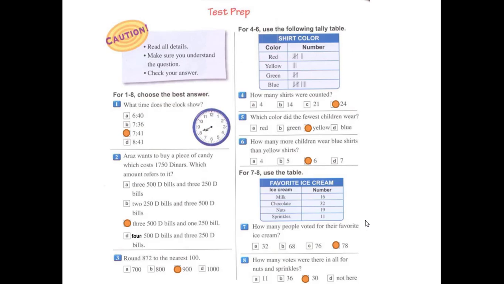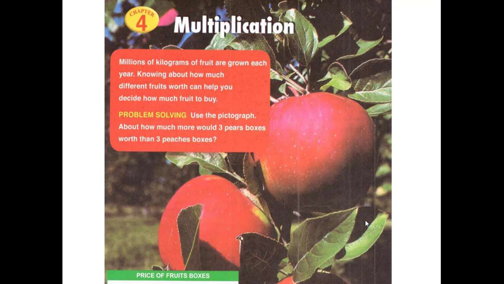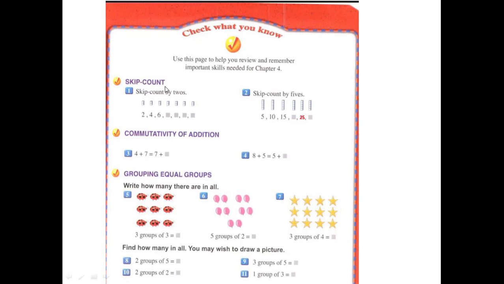Now we have multiplication, guys. Multiplication is repeated addition. Now we have skip count by 2. That means you have 2, 4, 6. After 6 is going to be 8. After 8, 10. After 10, 12. After 12, 14. Okay. Now we have skip count by 5: 5, 10, 15, 20, 25, 30.